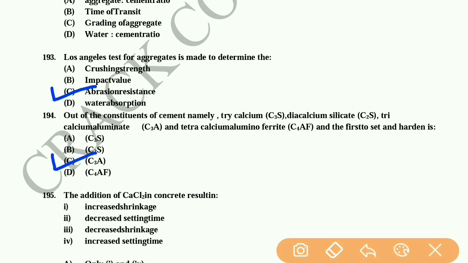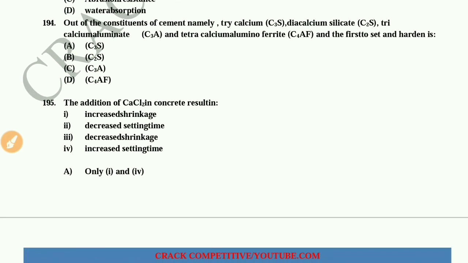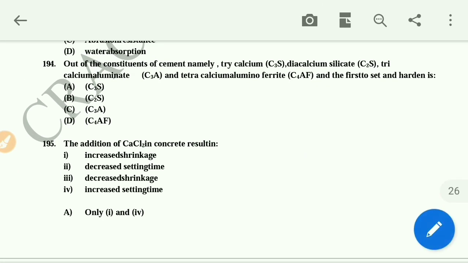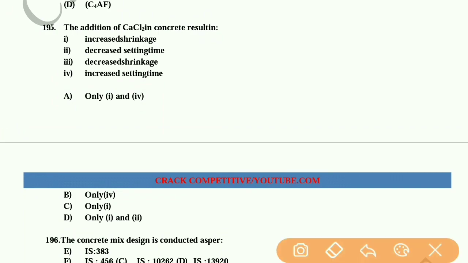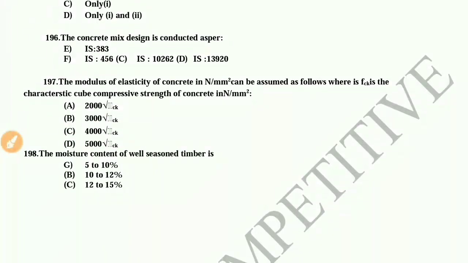The addition of CaCl2 in concrete results in, this is increase the shrinkage and decrease the setting time. So option number D जो है, this is right, 1 and 2. Next question. The concrete mix design is conducted as per IS 10262. Option C is right.